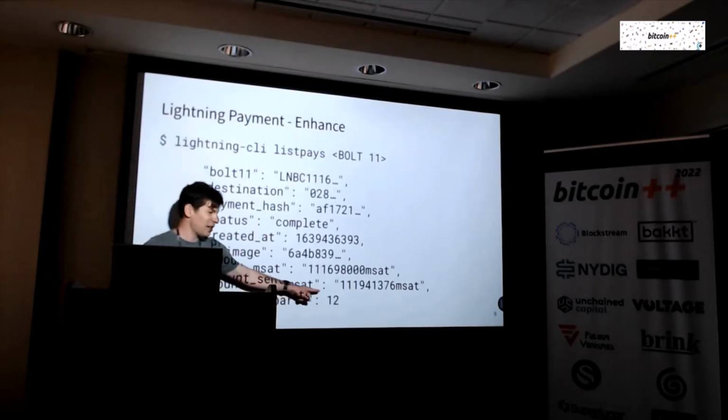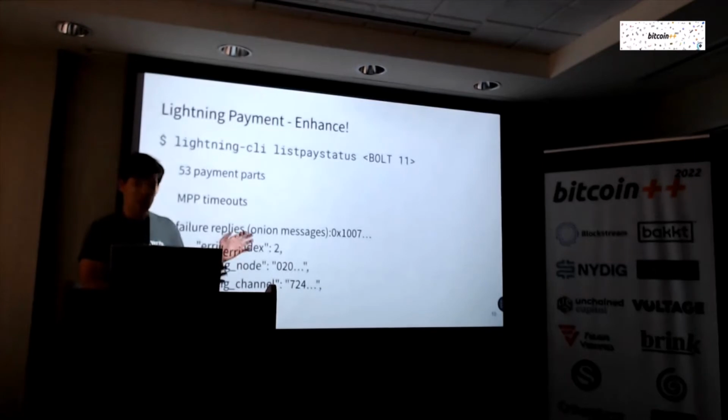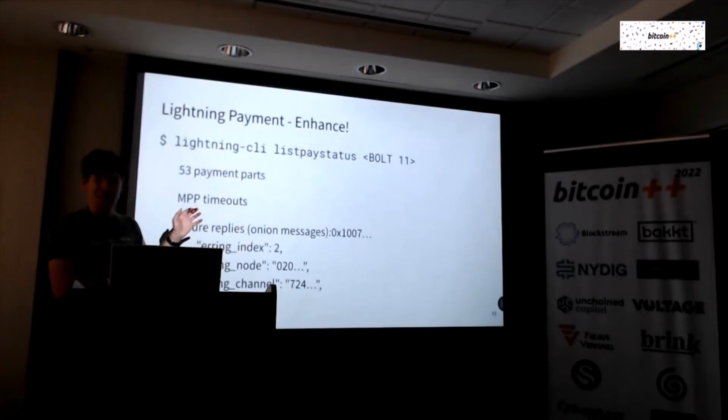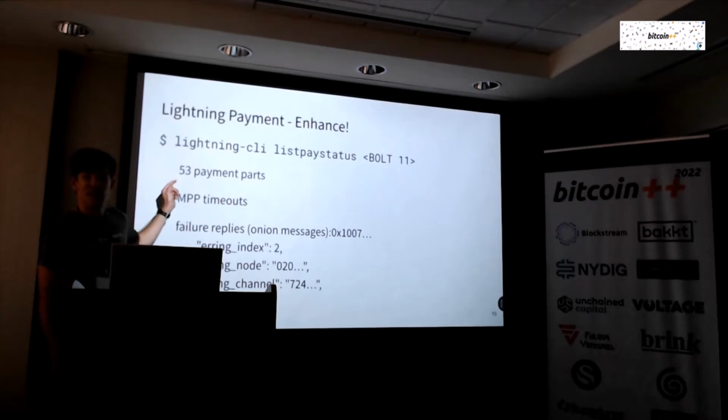But really interesting is down here, we see that this was actually split into 12 different parts. So that's 12 different routes that were calculated and all filled in order to fulfill that invoice. So this is fun. Let's go one layer deeper, and we can actually see that it wasn't just 12 routes that were attempted. There were actually 53 different payment attempts as part of a multi-part payment. Some of those timed out. We actually got some errors before it was successful.